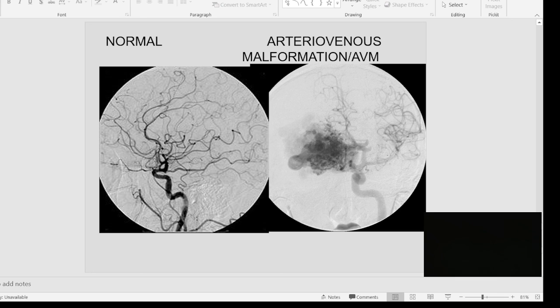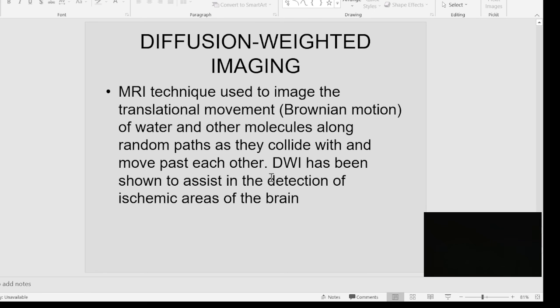Okay, then we have diffuse weighted imaging. So Brownian motion, so usually sa water. So, makita nato na siya anya. So that refers to motions of water. No? Ang Brownian motions. Usually, it is a technique used in MRI.